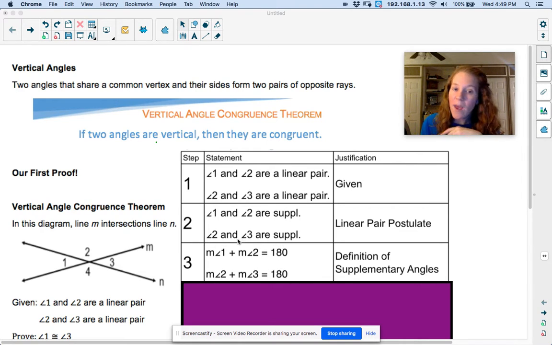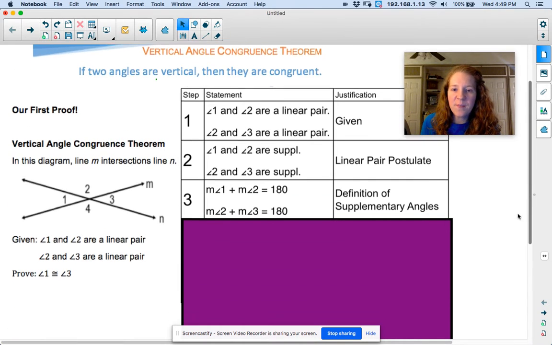And then the same way, this sentence here gets translated to the measure of angle 2 plus the measure of angle 3 equals 180. And now I'm excited because once I've got an equation, I can start using algebra properties that I'm more comfortable with. The justification for this is the definition of supplementary angles. What it means to be supplementary is that the measures of the 2 angles add up to 180.